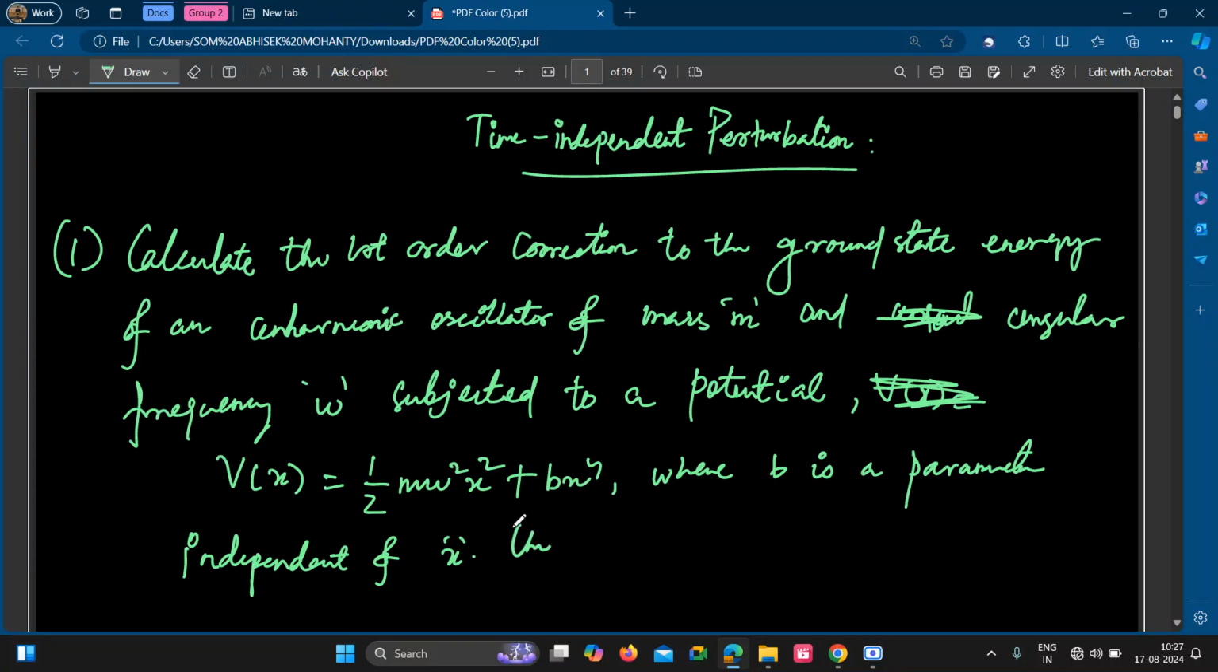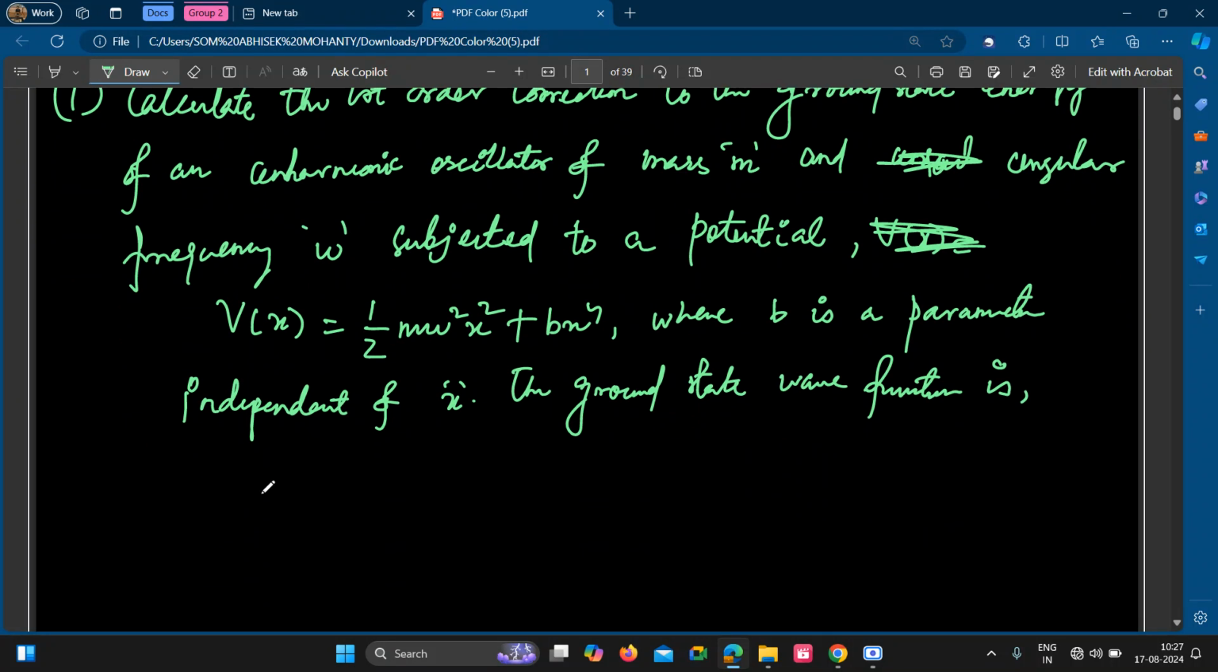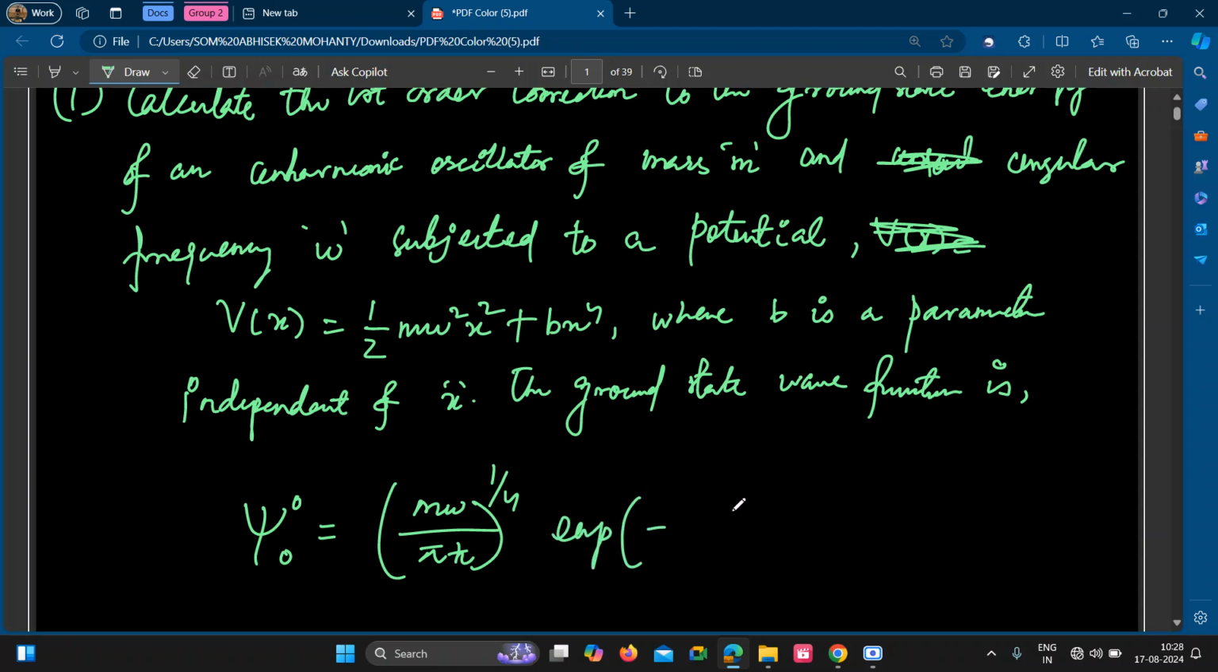The ground state wave function is given. The ground state wave function psi naught is equal to (m omega by pi h cut) to the power 1 by 4 exponential minus m omega x square by 2 h cut. So your ground state wave function is given, potential is given, so you have to find the first order correction of energy. Please try this question, otherwise I will definitely do it, but you have to try.